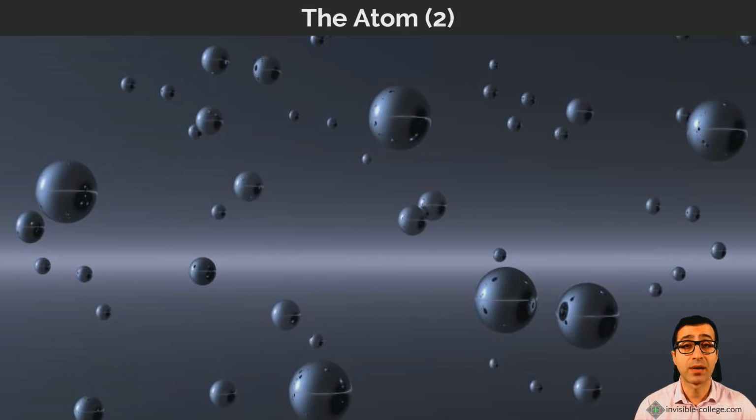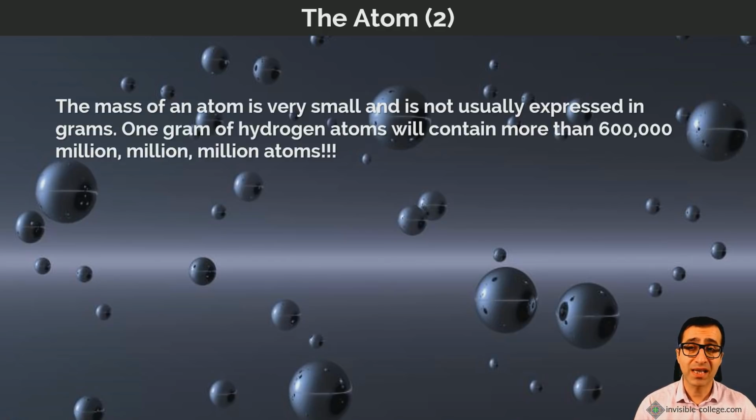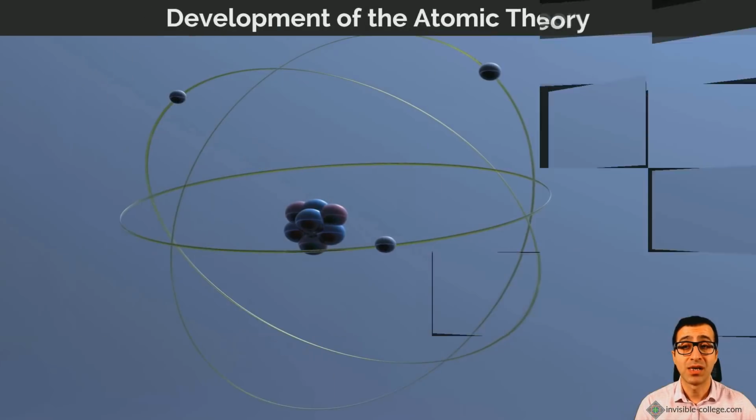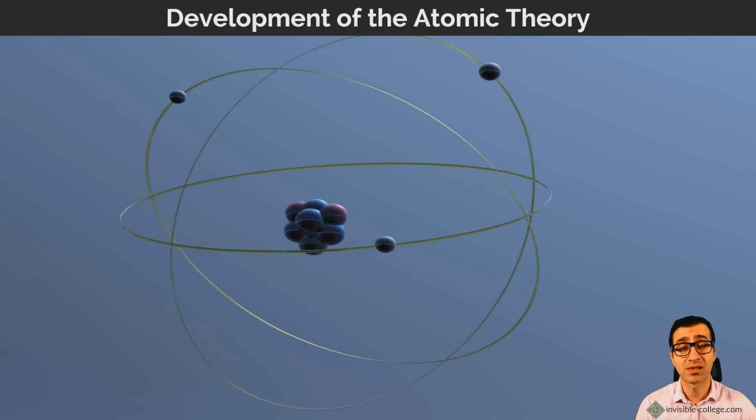So the mass of an atom is an incredibly small quantity, and the standard unit of mass in physics, of course, is the kilogram. Now, the kilogram is a useful unit of mass to be using if you're measuring everyday objects, but when you're measuring something on the order of an atom, it becomes less useful. One gram of hydrogen atoms will contain more than 600,000 million million atoms, and this gives you a sense of just how small these things are.